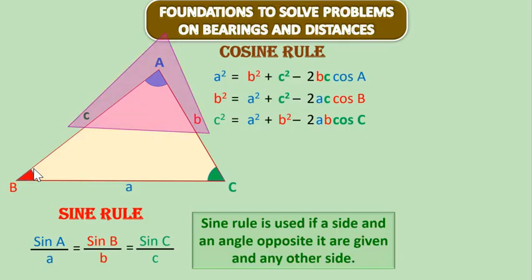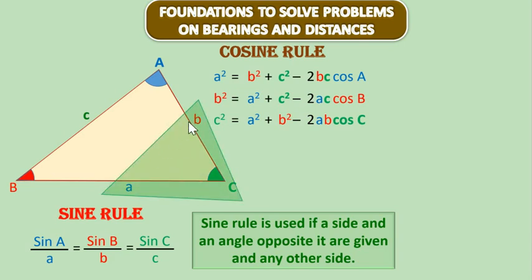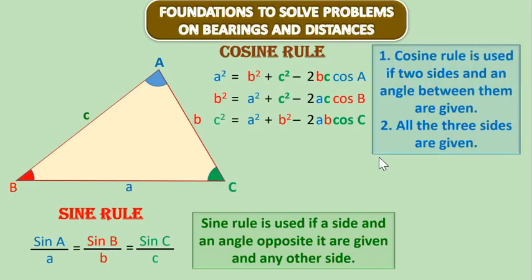So you have this side, this angle must be given, and the side that encloses it. These two sides must be given and the angle between them. Then the next condition would be this angle must be given and the side that encloses the angle. These two sides given and angle between them. That's the condition for us to apply cosine rule.